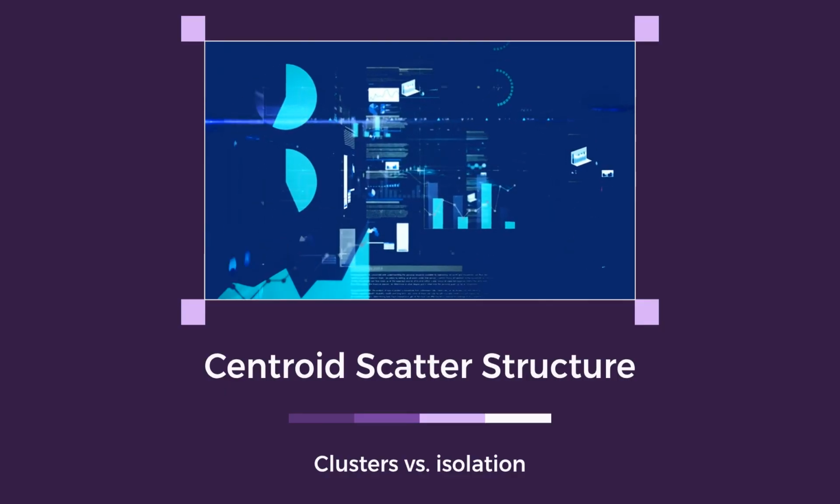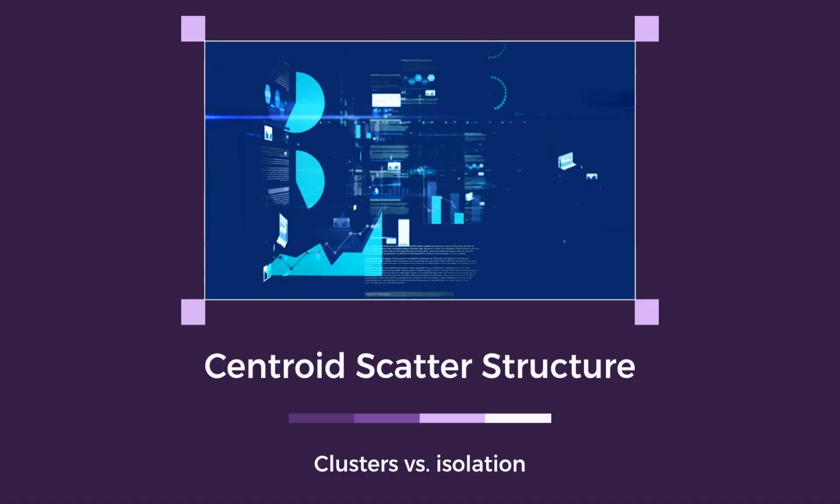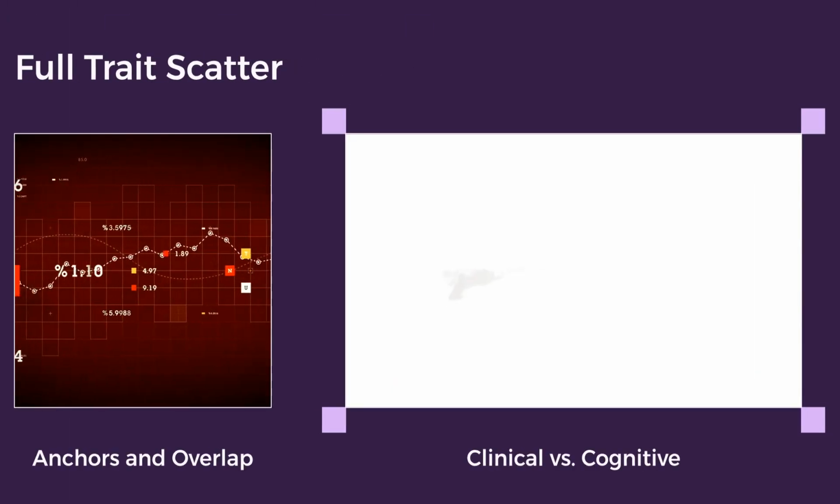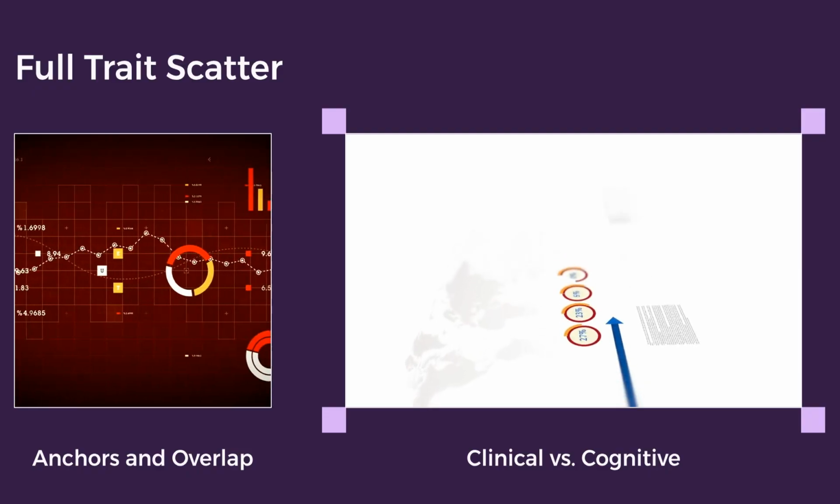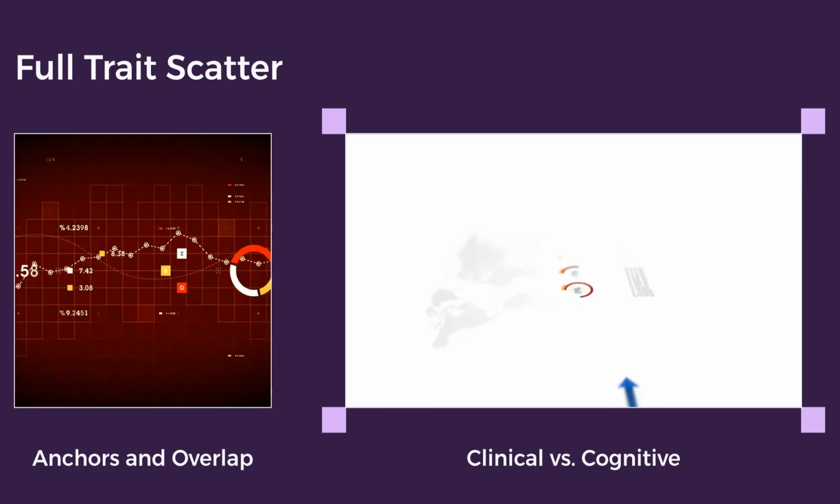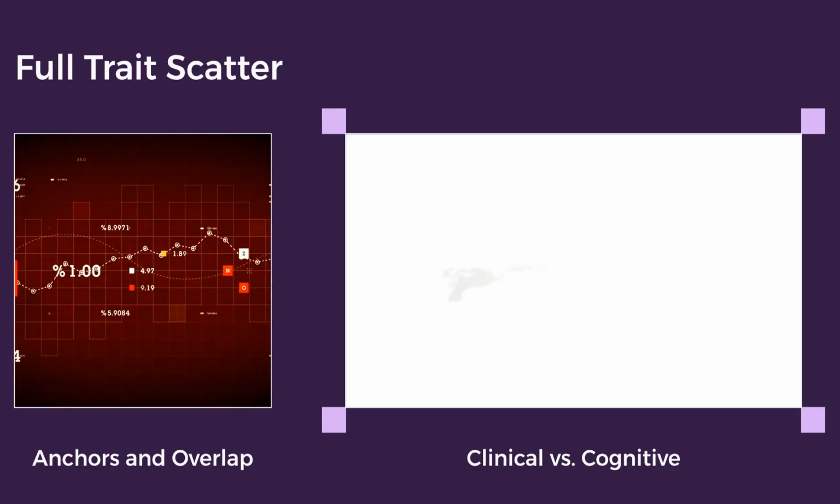Narcissism models cluster tightly, clinical models show wide dispersion, and cognitive models sit in isolation because intelligence and personality are orthogonal constructs. The full trait scatter plot shows partial segregation with substantial overlap. Clinical traits anchor one side, and cognitive traits anchor the other. The true power of the Atlas lives in understanding these crucial overlaps.